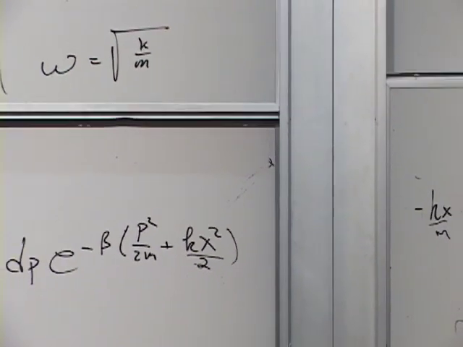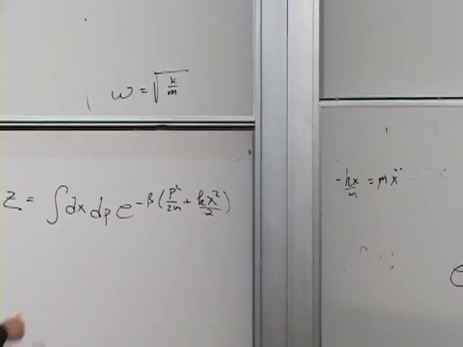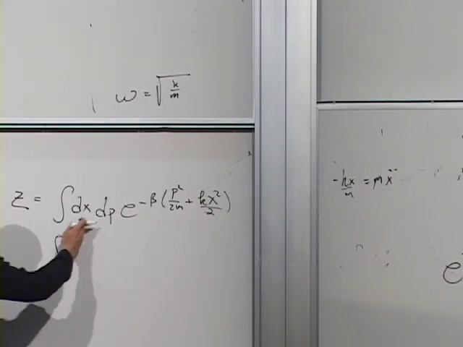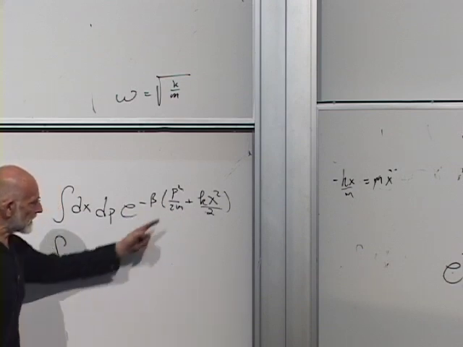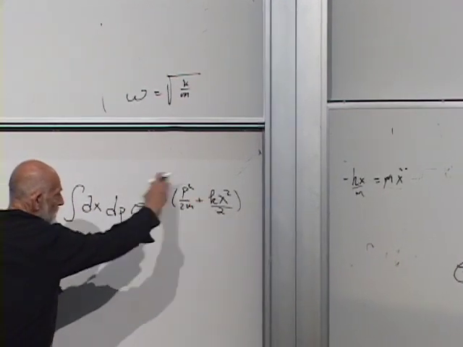Now, here's the partition function. It's easy to compute. We've done this sort of thing before. The two integrations, notice that in the exponent, the p squares and the x squares add. That means that this factor is a product.